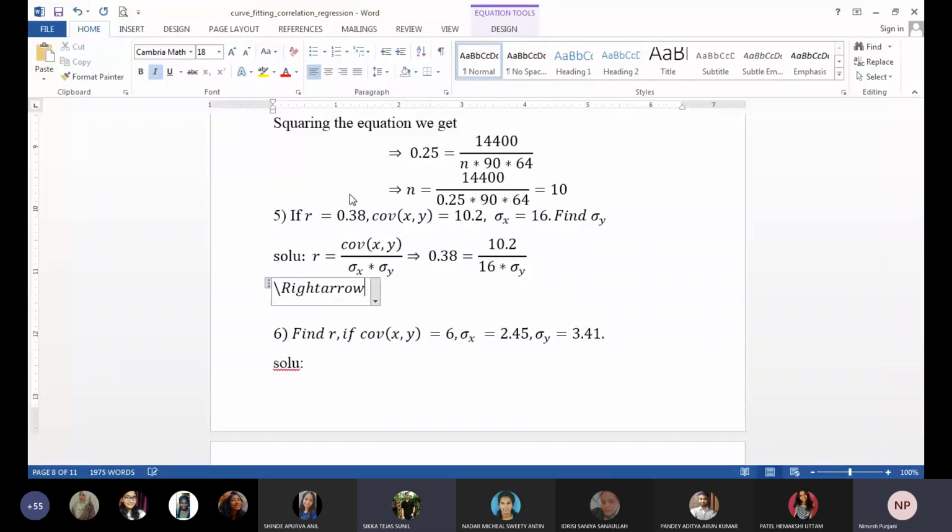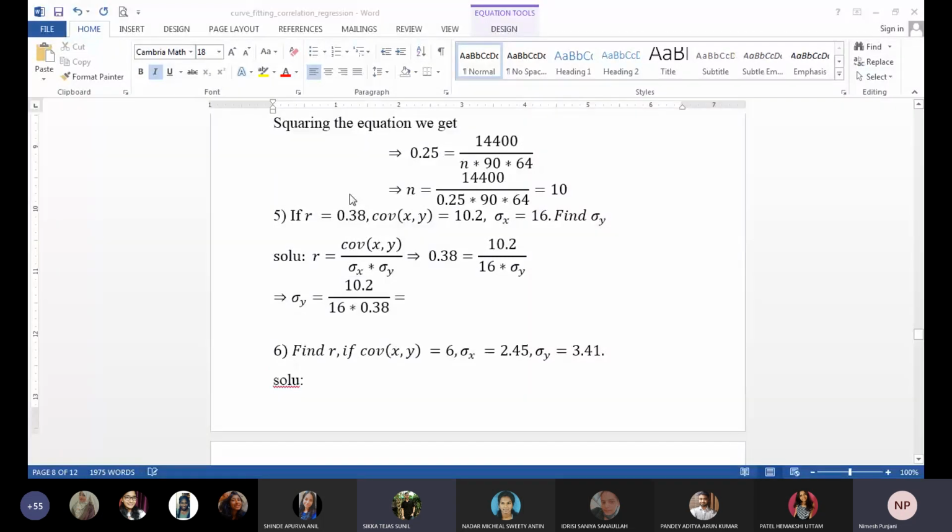Sir, the value of sigma y is 1.677. One minute. So this is 10.2 divided by 16 into 0.38. 10.2 divided by 16 divided by 0.38 is 1.6776. Yes sir. Okay, good.